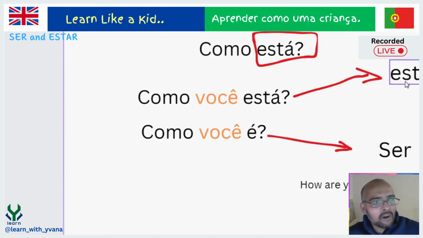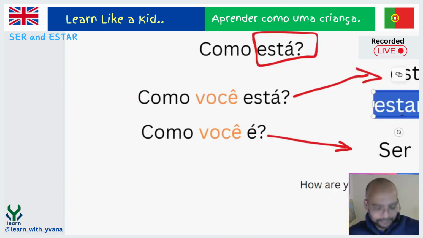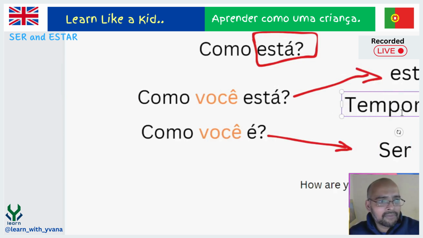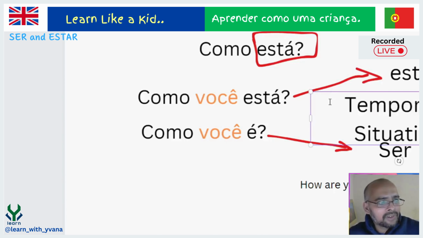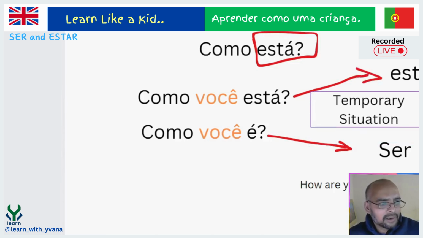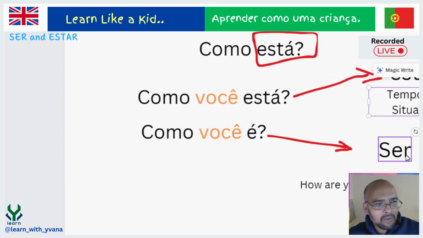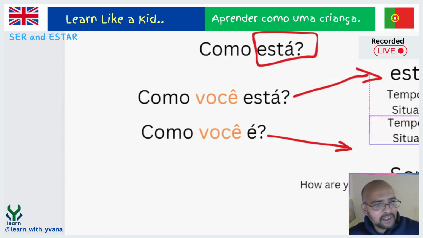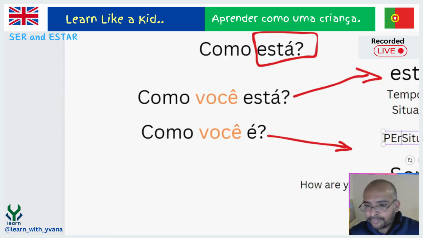But here is the question, why do we use esta and why do we need two different verbs for the same thing? So here is the first point. Before I do conjugation, you have to always remember when you are starting your Portuguese learning that esta we use for the temporary situation, okay? This is very important to understand. And when we need to talk about the permanent situation, we use the ser verb, right?